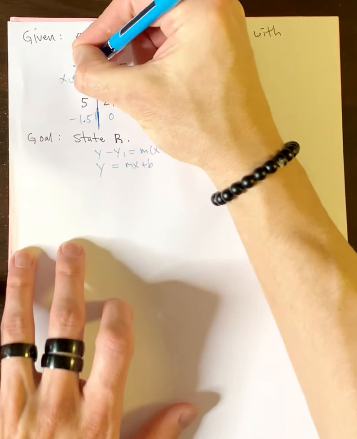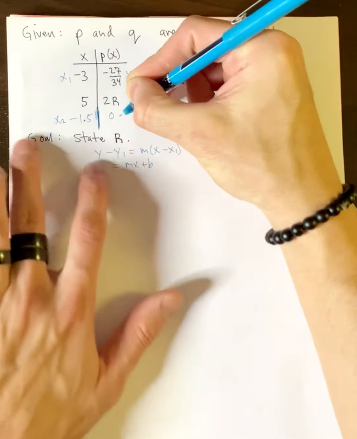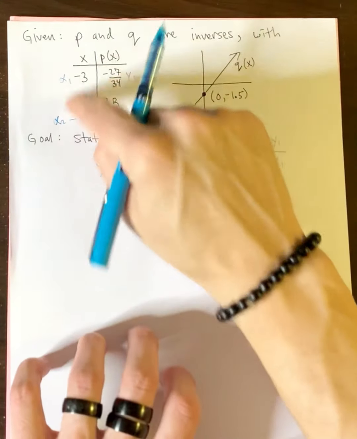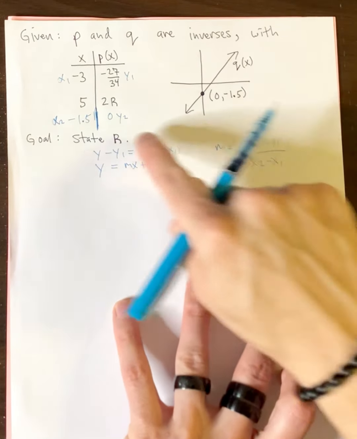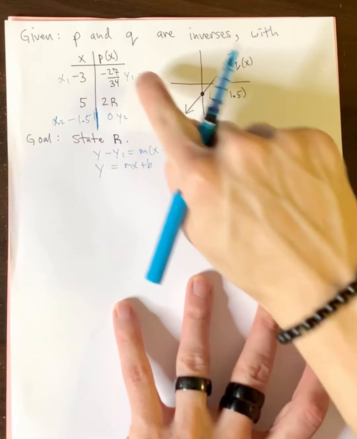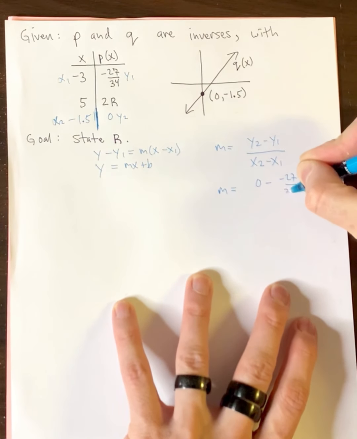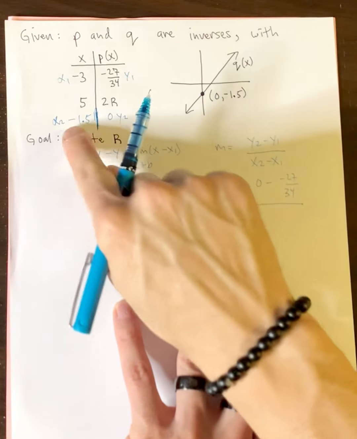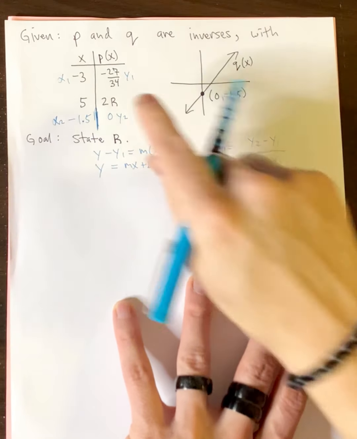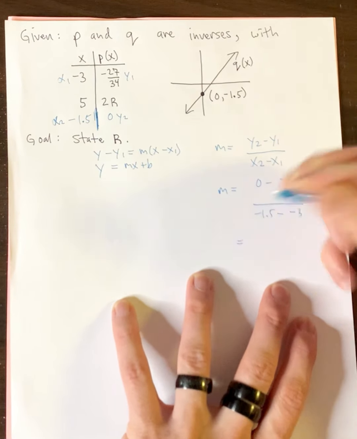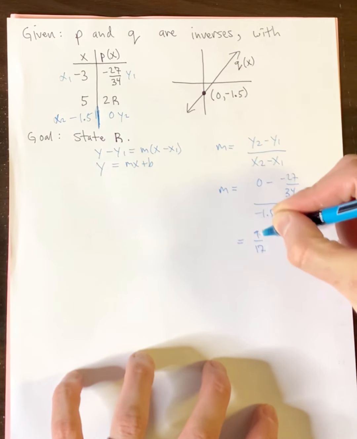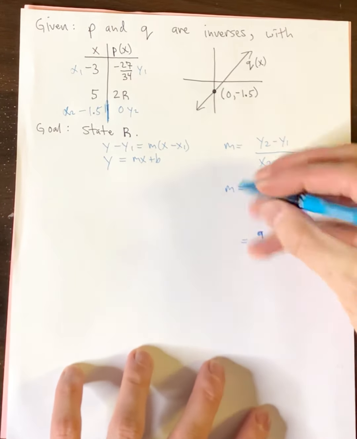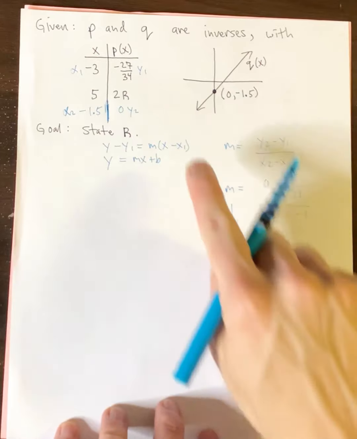And you can call this x1, y1, x2, y2. And what we can do is take these numbers and copy and paste them into this format. So our slope m would be y2, which is 0, minus y1, which is that, over x2, that number, minus x1, negative 3. And then we can type all of this into a Casio. And I got 19 over 7. So 19 over 7 is the slope m for line P.